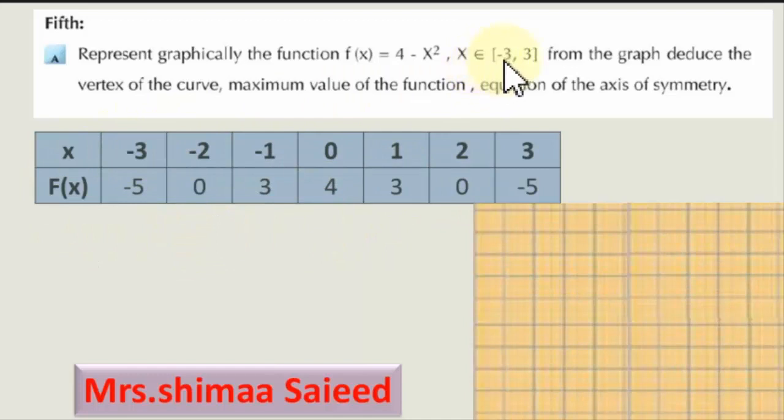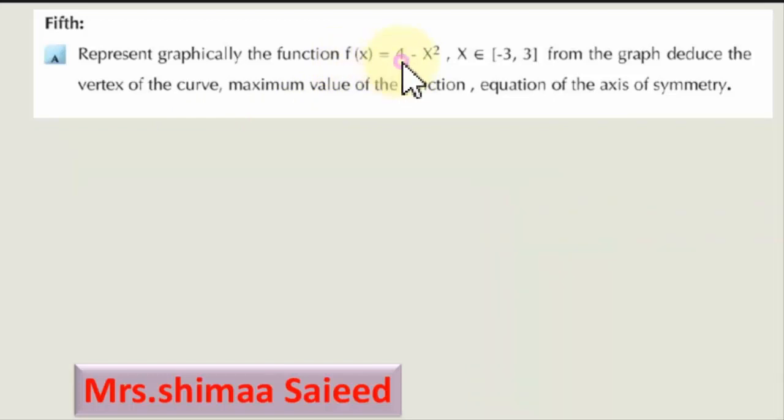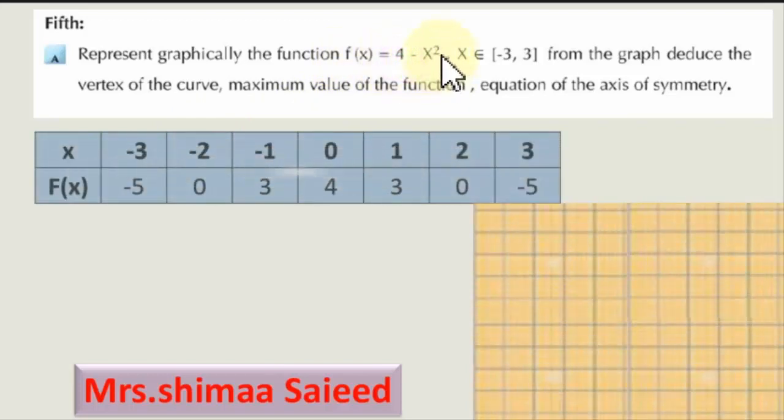Let x equals -3, -2, -1, 0, 1, 2, 3, because here we have the closed interval from -3 to 3. Then calculate. If x equals -3, f of x equals 4 minus -3 power 2. -3 power 2 equals 9. 4 minus 9 equals -5.